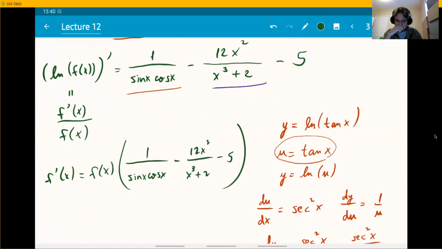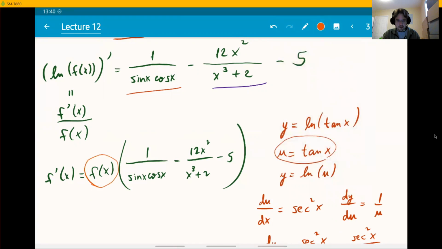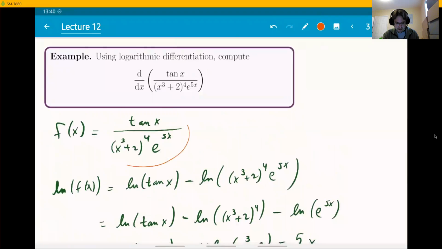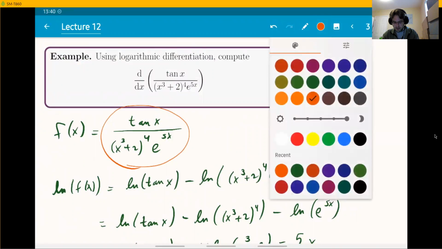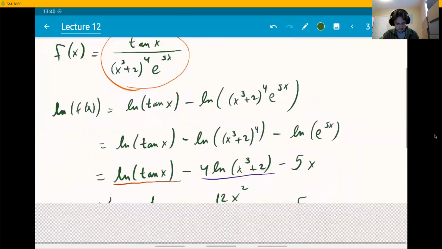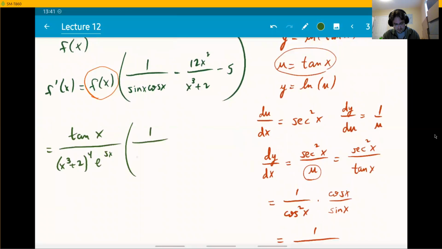And I mean, this is not yet the final answer, but there's just one more step to do. I'm going to circle this in orange. We still have an f of x in this formula that we already know what it is. We know what the original function f was. This is up here: tangent over x cubed plus 2 to the fourth, e to the 5x. That's why I said keep this. You're going to need to plug this into the final answer. Now it's the time to plug in. So this is just equal to tangent x over x cubed plus 2 to the fourth, e to the 5x, times the whole expression that we just found for the derivative.